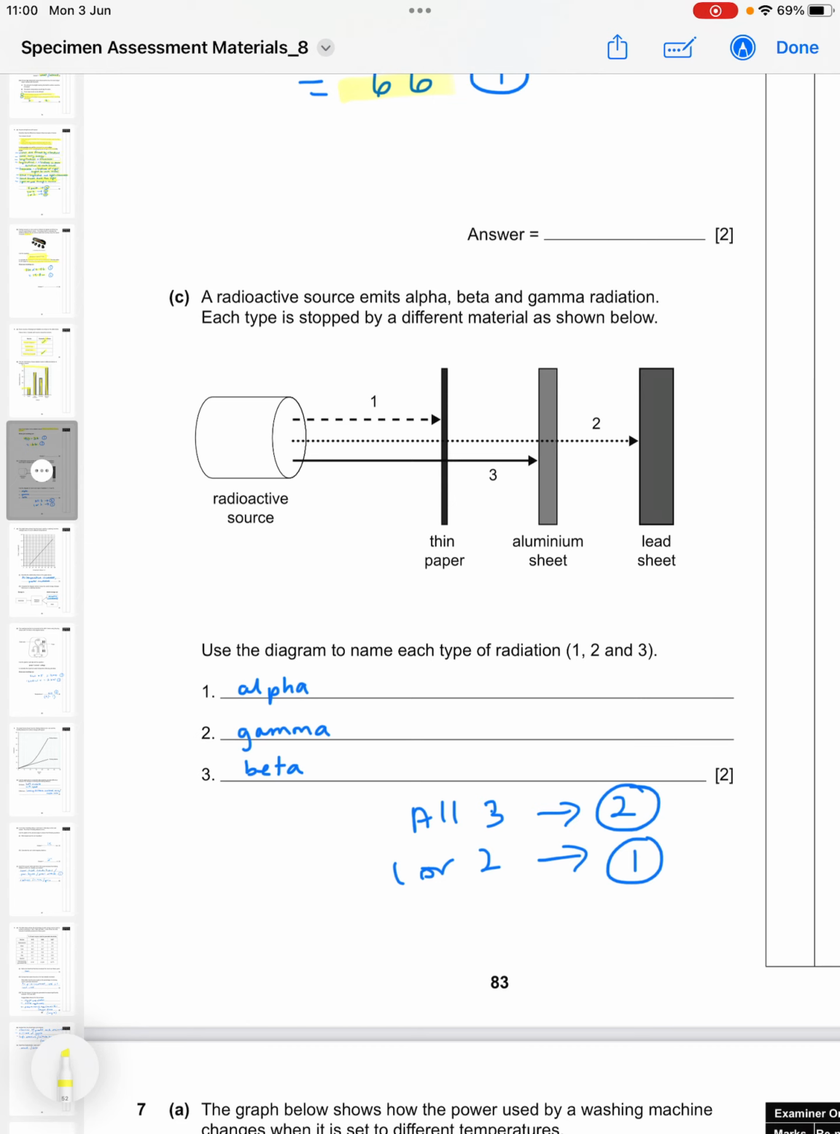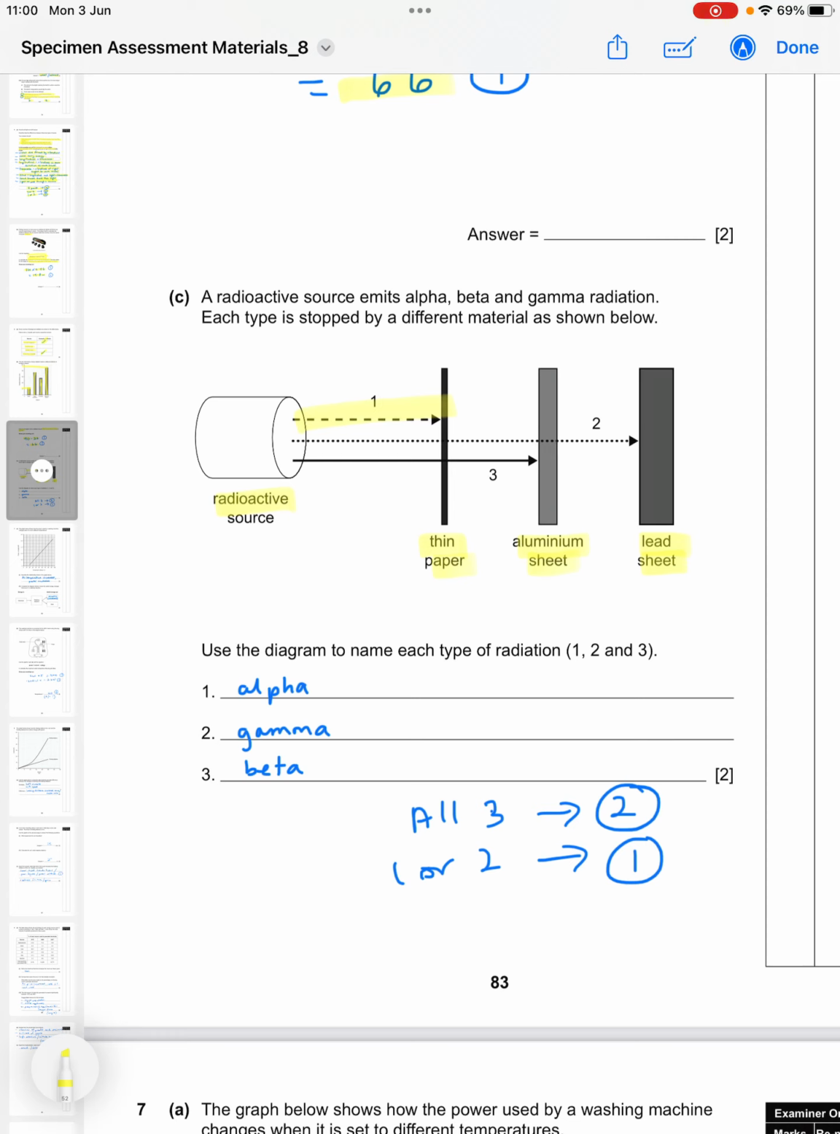Now we've got a radioactive source emitting alpha, beta and gamma radiation. Each type is stopped by a different material as shown below. So you see here the source, and then thin paper, an aluminium sheet and a lead sheet. So use the diagram to name the types of radiation 1, 2 and 3.